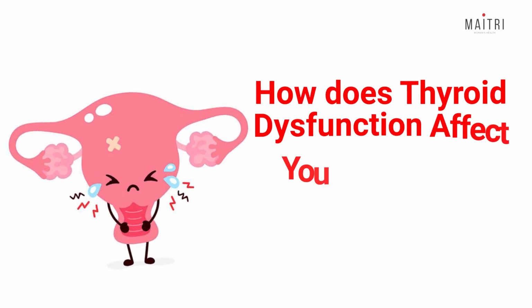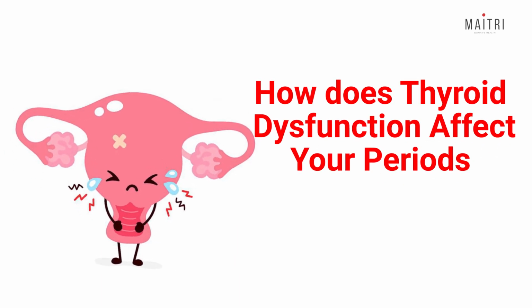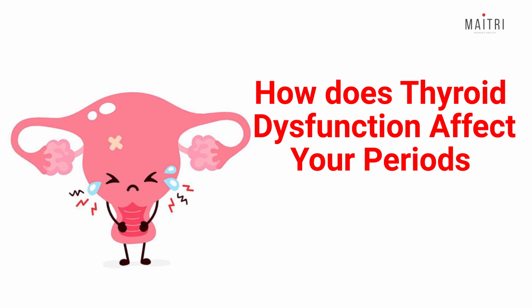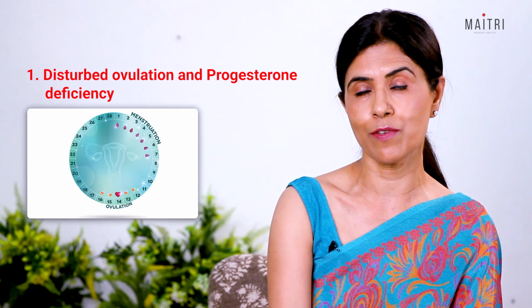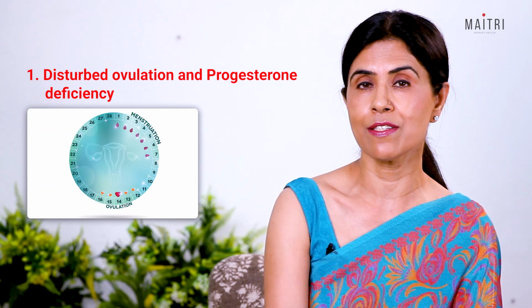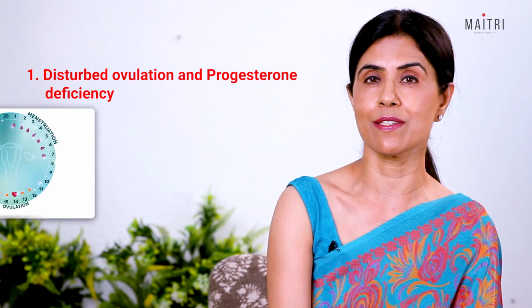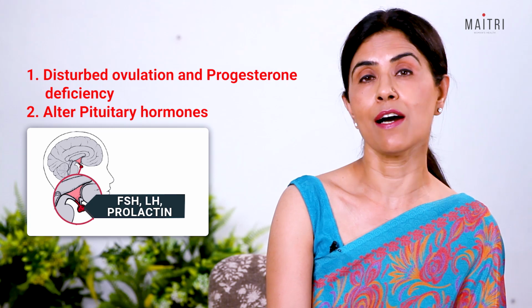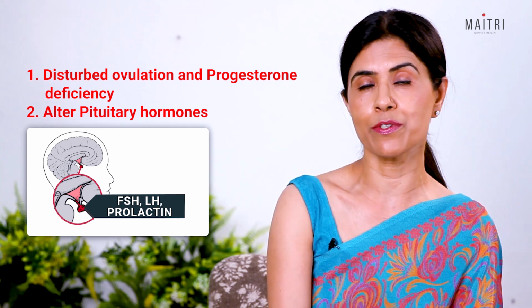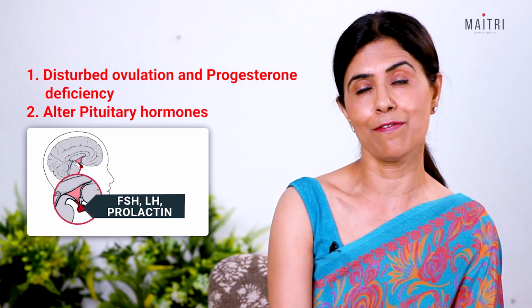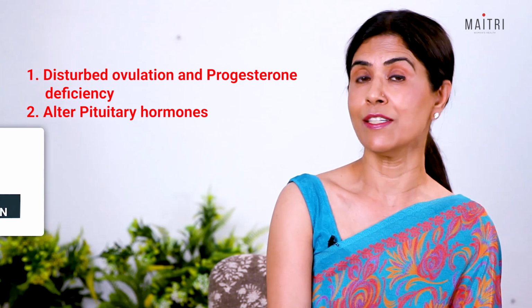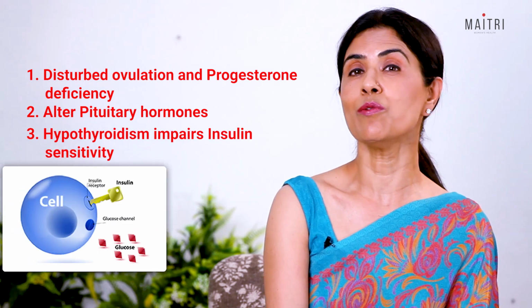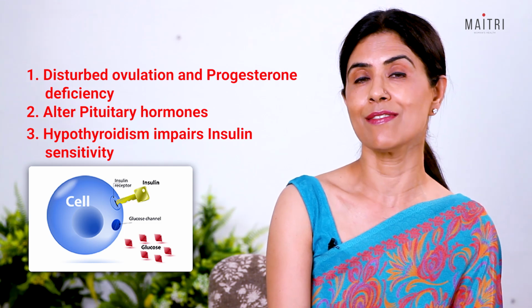So now let's understand how the thyroid dysfunction can affect your periods. Number one, both hypo and hyperthyroidism can cause disturbed ovulation, progesterone deficiency, and hence irregular periods. Second, both hypo and hyperthyroidism are known to affect the pituitary hormones like prolactin, FSH, and LH. Third, hypothyroidism is known to impair the insulin sensitivity.